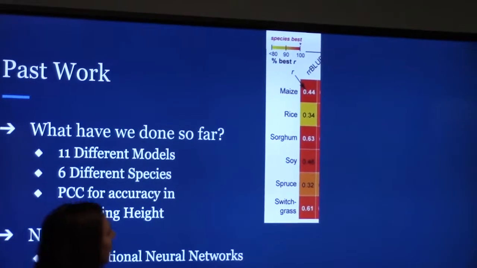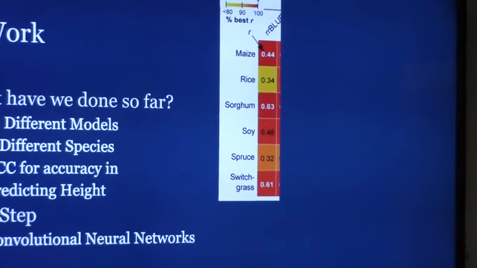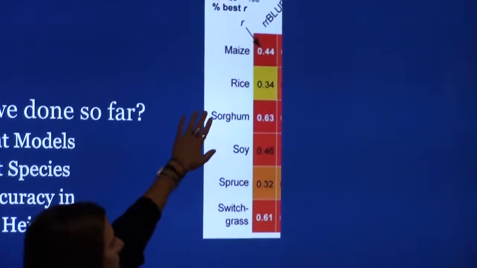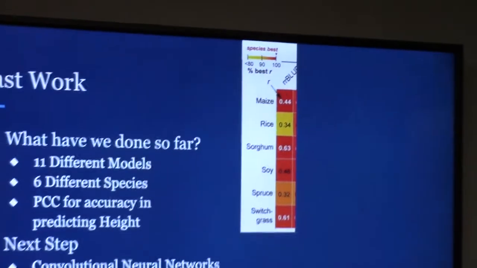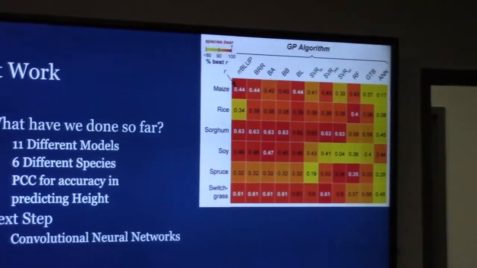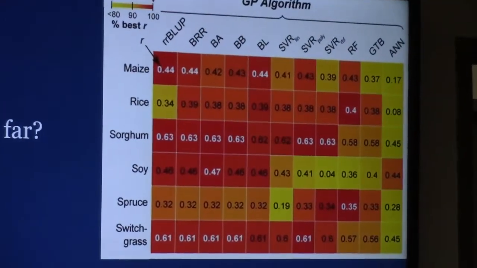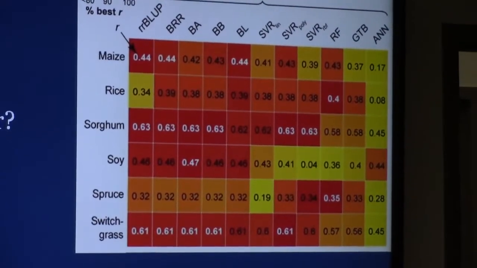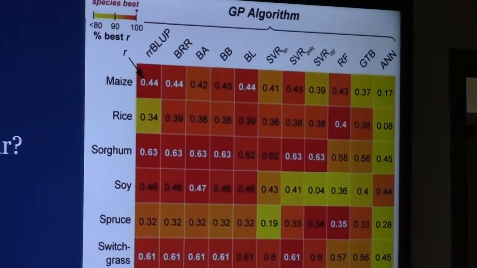So something like switchgrass. RR-BLUP is really good at predicting the height of switchgrass, but it's not really great at predicting the height in rice. But my mentor did not only create one model, she built 11. So there's a variety of models here. There's some linear, there's some nonlinear, there's some machine learning, but the most important thing out of this whole heat map is that there's not one model that does great at predicting the height for all 6 species.